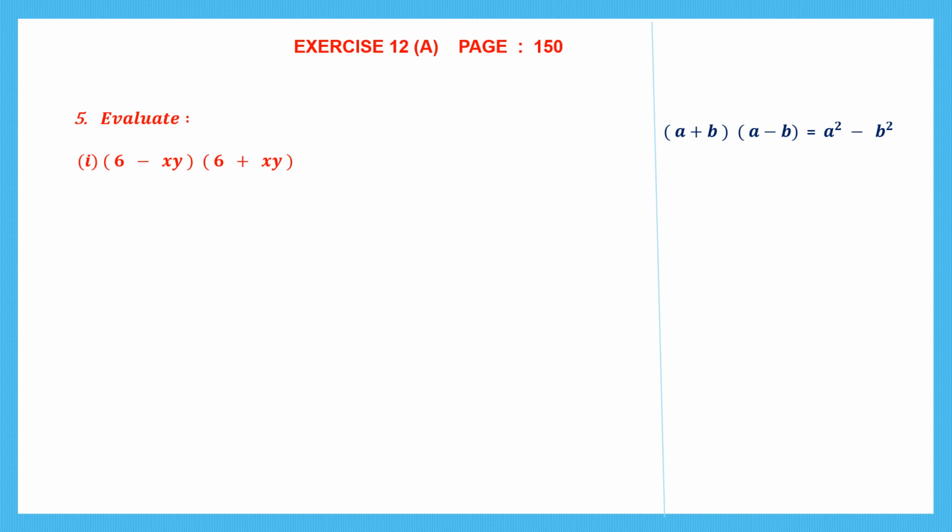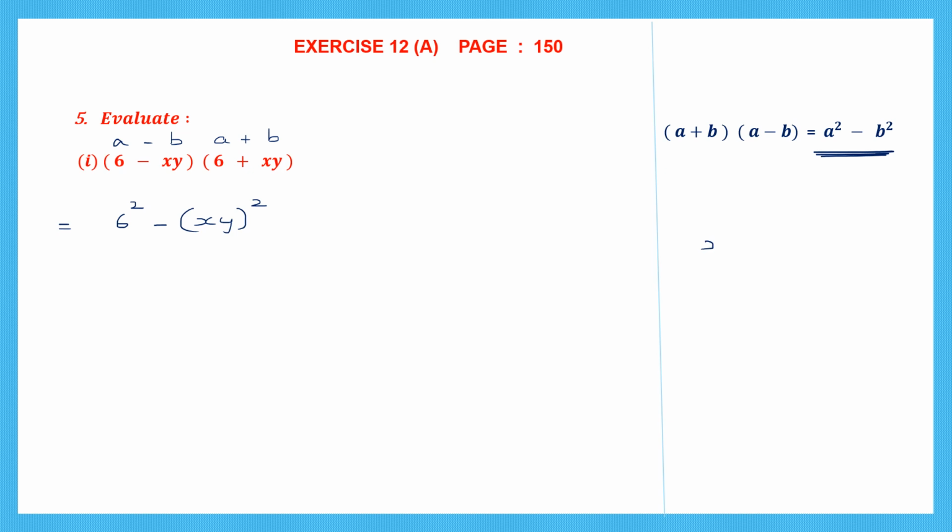So here in this case, this will be a, isn't it? So this will be a and this will be b. So this is a minus b and this is a plus b. So you should get your answer as a square minus b square. So what is a here? A is 6, 6 square minus what is b? B is xy, xy the whole square.